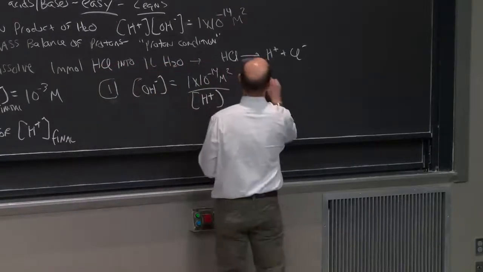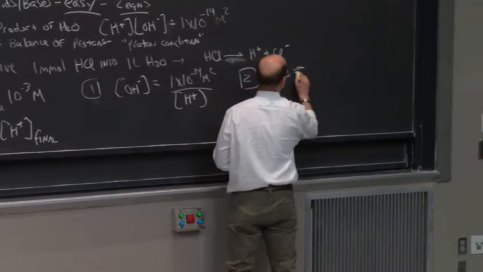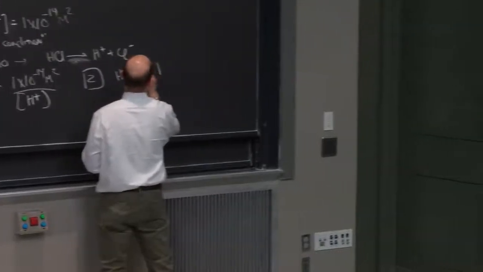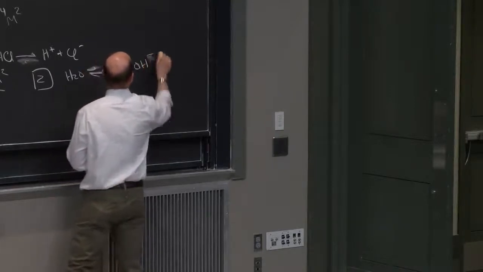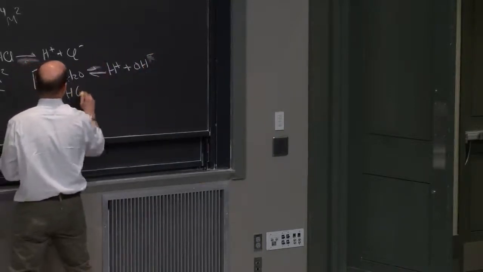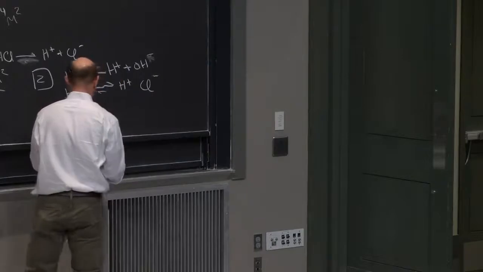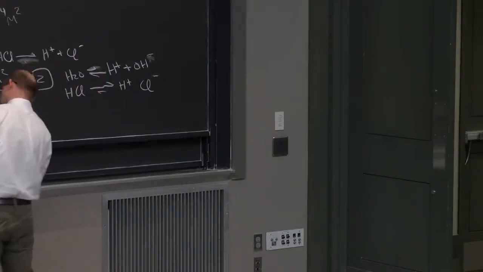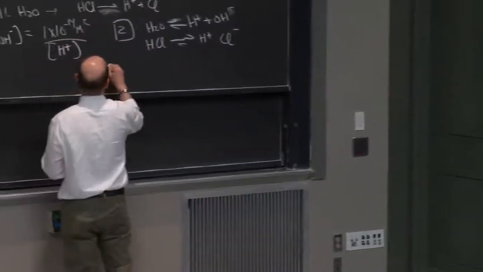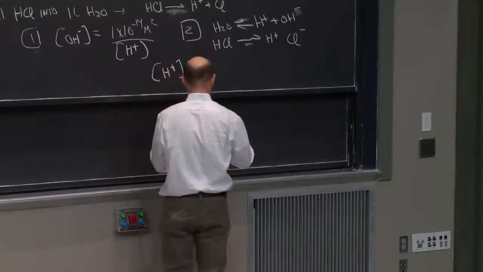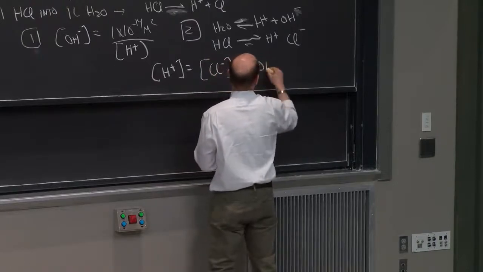And then we know from our second equation that there are two sources of protons. We know that H2O must dissociate into a proton plus an OH minus. And we know that hydrochloric acid that we dissolved must dissociate into a proton plus Cl minus. Okay, and so therefore we can write that the concentration of protons must equal the concentration of chloride anions plus the concentration of hydroxide anions.